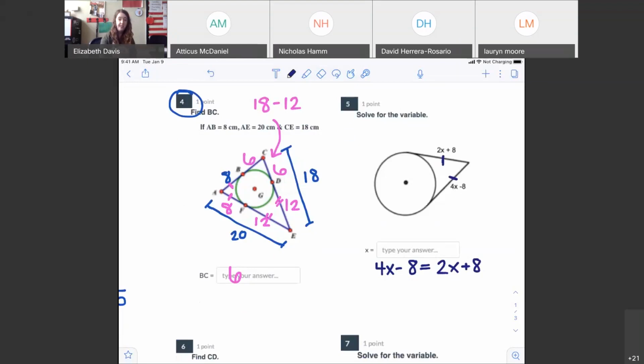So what I'll do first is subtract 2x from both sides. So we have 2x minus 8 equals 8. What do I do with that minus 8 to bring it over to the other side? Add it. Good. So that means that 2x equals 16. So when we divide by 2, what's x equal to? 8. Good.